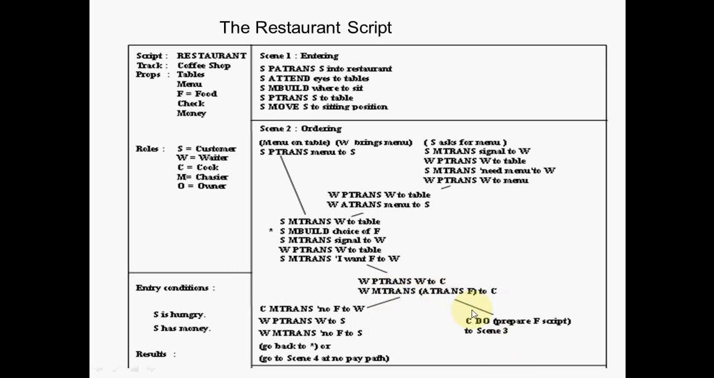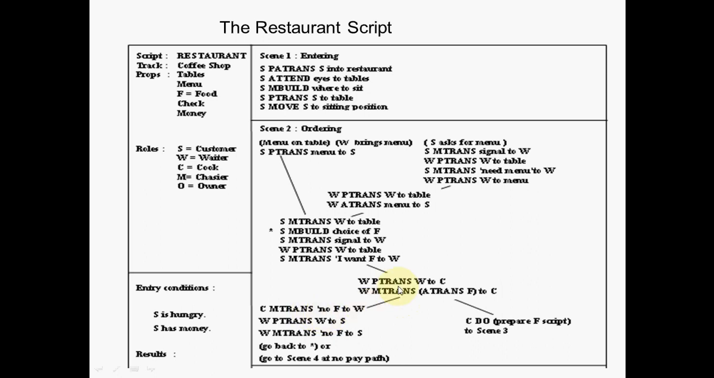Now if the food item is available, then C, that is the cook, DO means prepare F script, that is the prepare-the-food script. There is another script called preparing the food. That script will be executed, and then after preparing, you are going to go to scene number 3. That's the next scene, the eating scene.